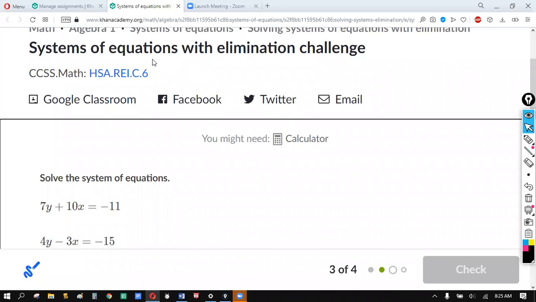Okay, this will be for the assignment Systems of Equations with Elimination Challenge. So it's the same as the last one, systems of equations with elimination, but these problems are more challenging.